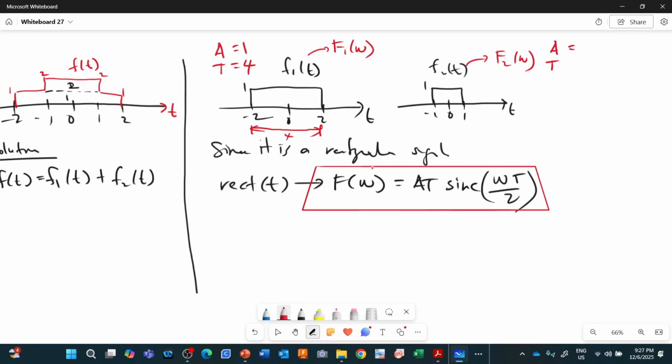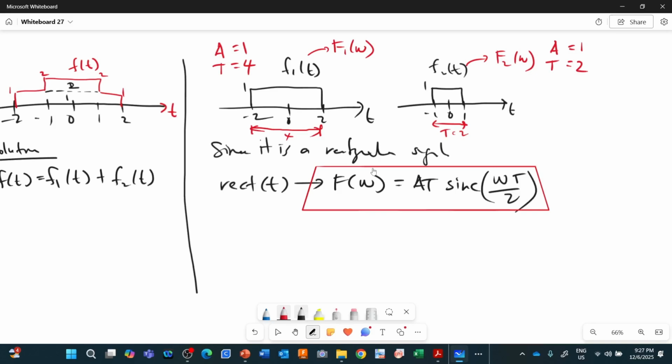Betul, A equal to 1. Why? Okay, graph one, so A is 1. T is what, Haziq? 2. So, T equal to 2.